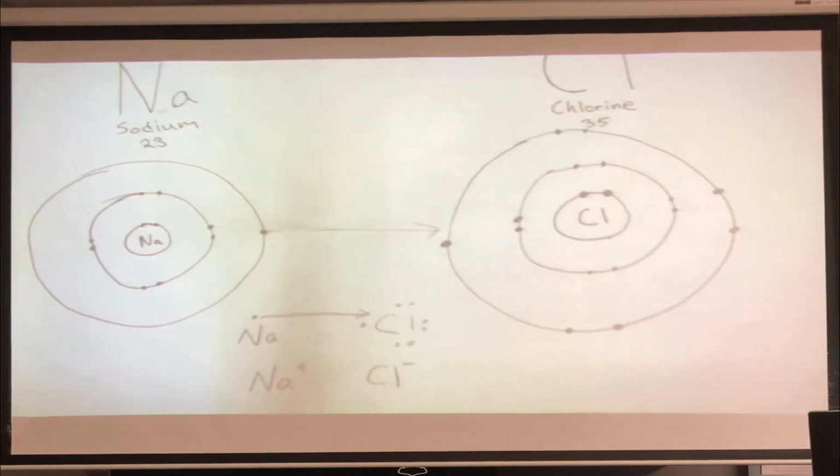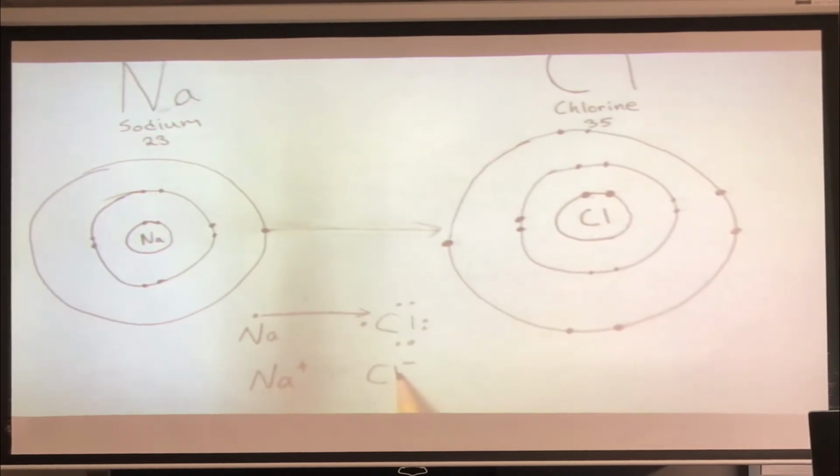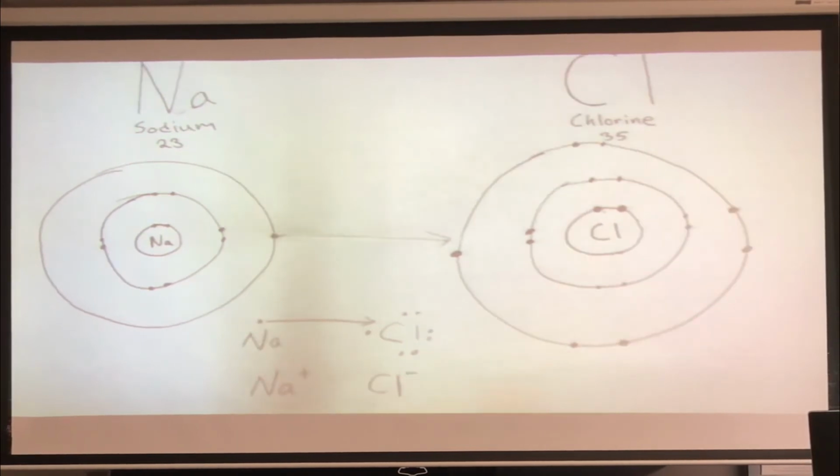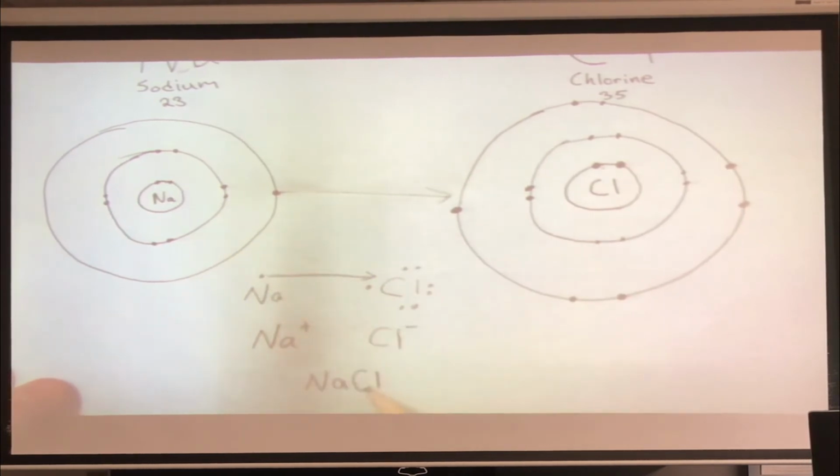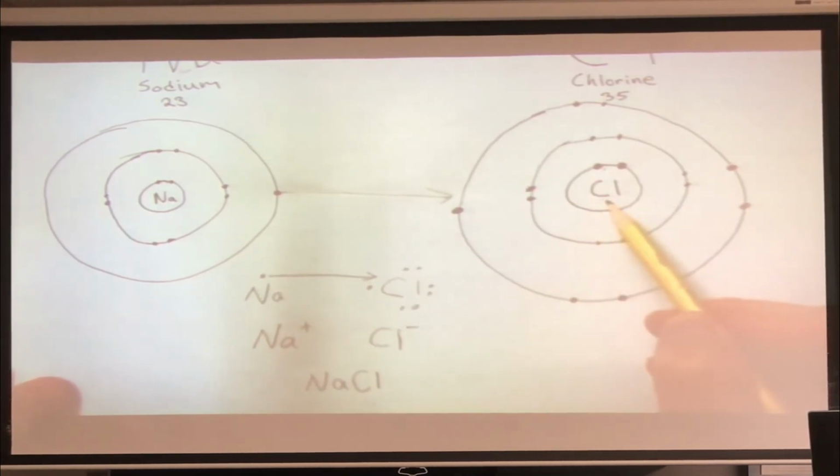All right. So here's sodium and chlorine. Again, they have opposite charges, which is going to attract them, which is great. So that's sodium and chlorine, and we can write it as a chemical formula of NaCl. What this means is we got 1 atom of sodium and 1 atom of chlorine.